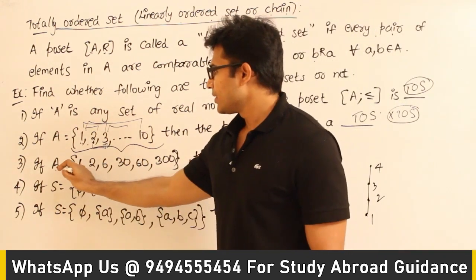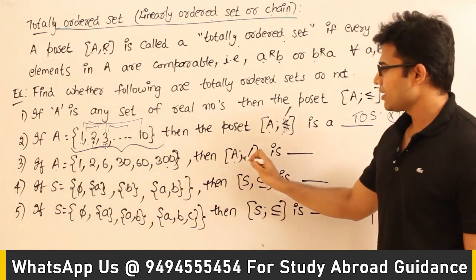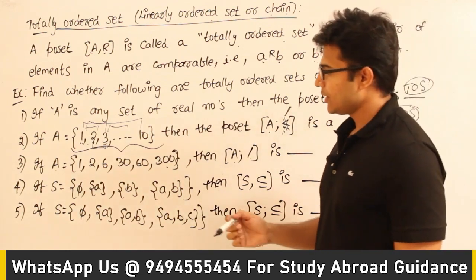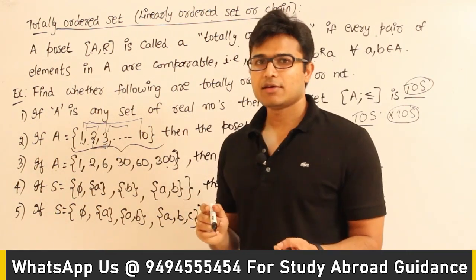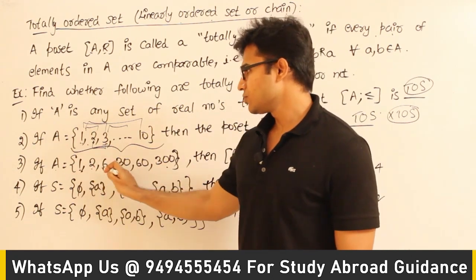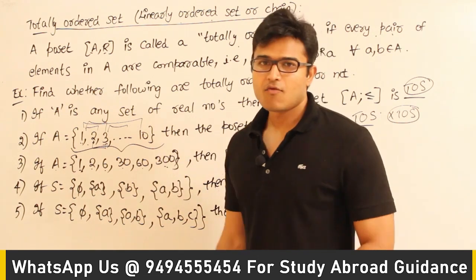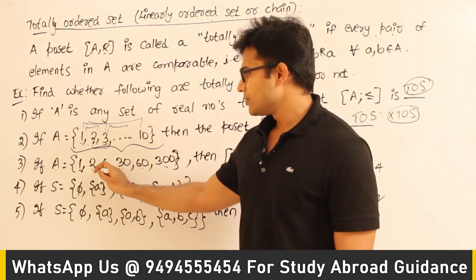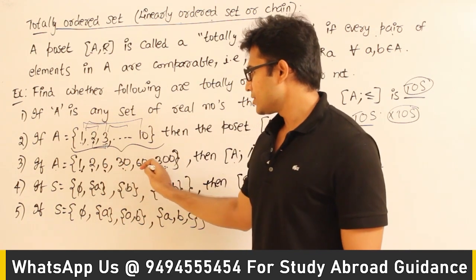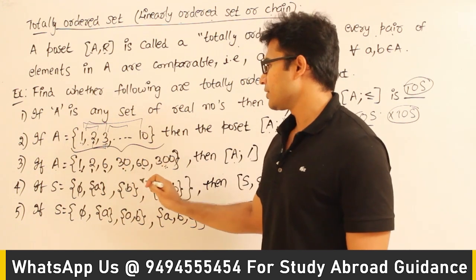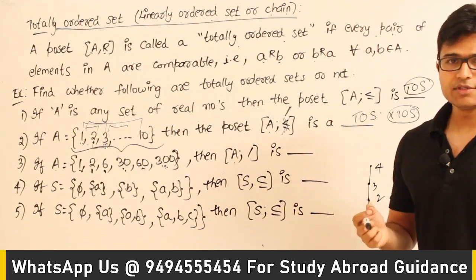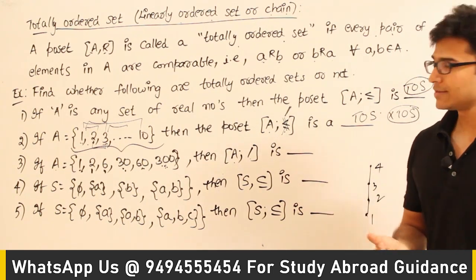Now see this one. A is containing this, then (A, divides) is the relation. So what can you say about it? Can you take any two elements in this and say one number divides the other number? See this, it is possible here. 1 divides 2, 6, 30, 60, 300. 1 divides everything, right? And similarly 2 divides 6, 30, 60, 300. And similarly 6 divides 30, 60, 300. 30 divides 60, 300. 60 divides 300. Therefore, every two numbers are related, which means we can take any two numbers and put the divides in between them.